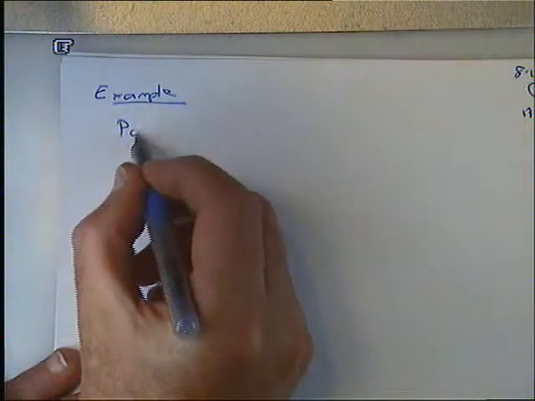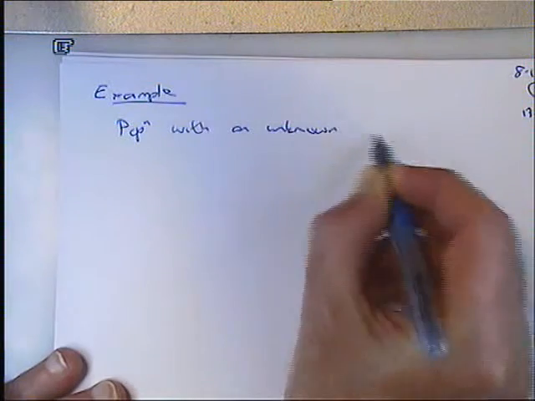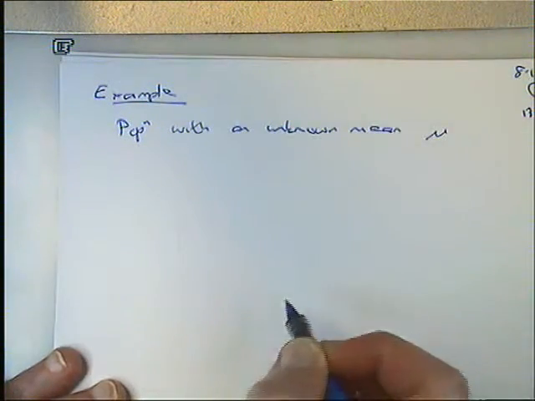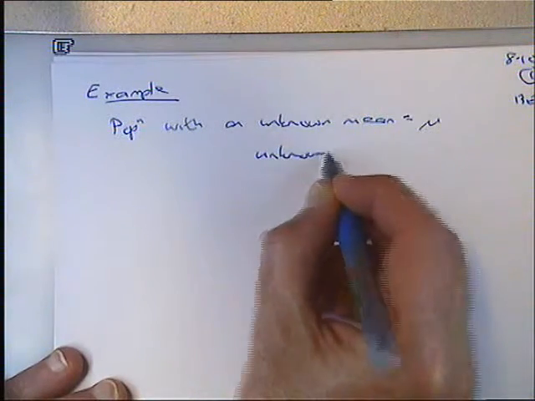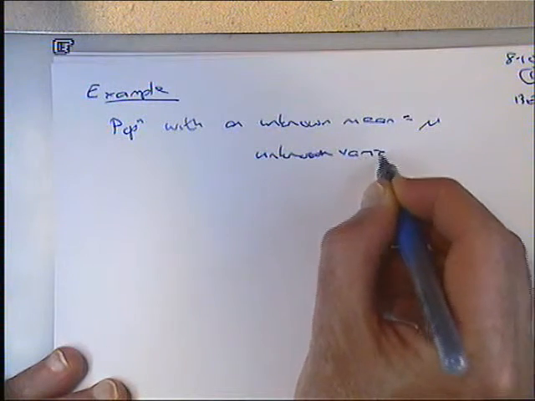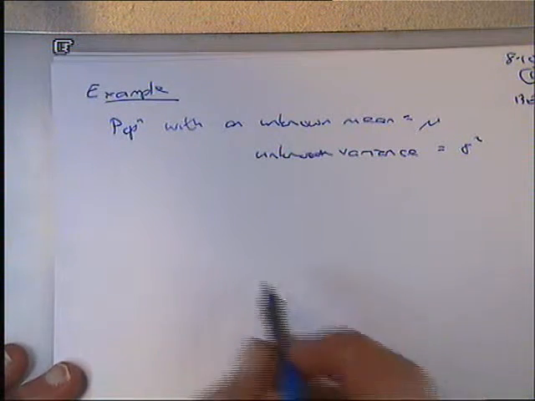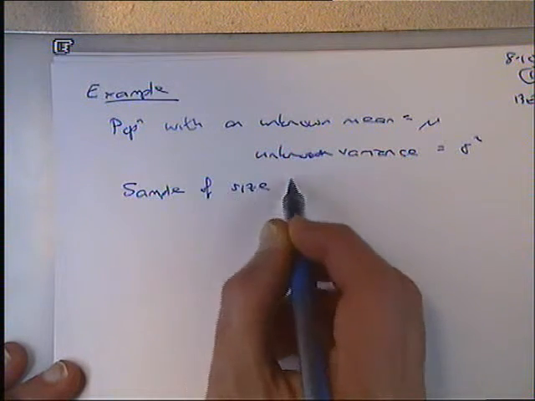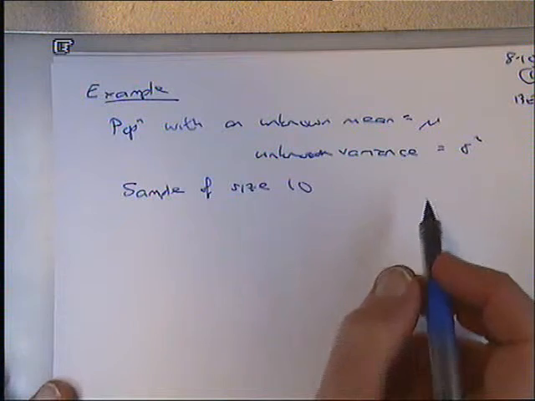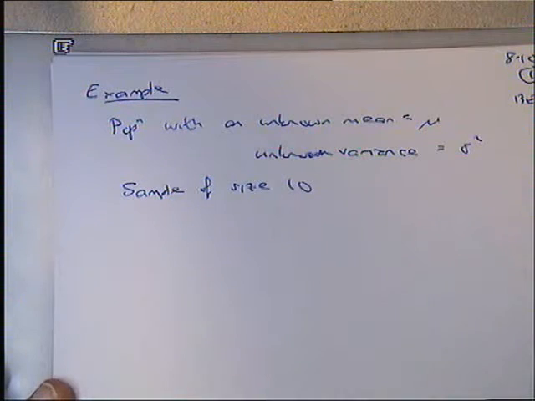What we're going to do now is just a numerical example of this, okay? We are dealing now with a population with an unknown mean, which we will call mu. And this population also has an unknown variance, which we will call sigma squared. Now we have taken a sample of size 10 from this population, and I'm going to read out now the values we have got from our sample.